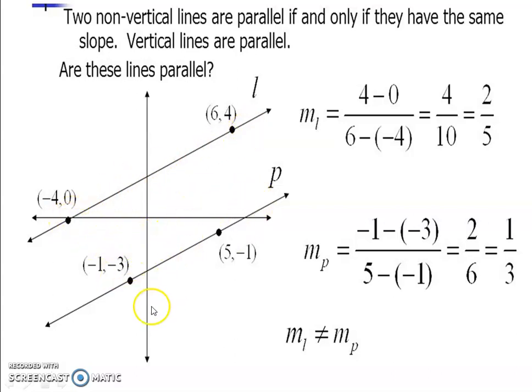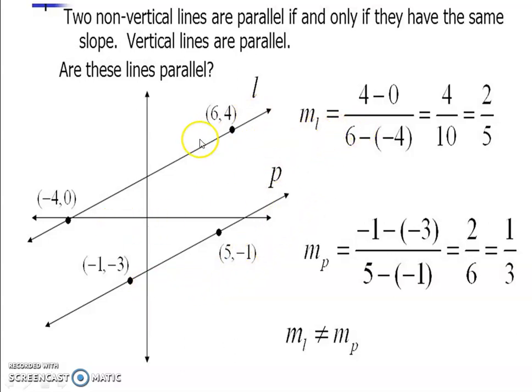Follow the same trick for the second line, P. The point (5, -1) has x1 equal to 5 and y1 equal to -1, so it lies in the fourth quadrant. The other point is (-1, -3), with x2 equal to -1 and y2 equal to -3, so it lies in the third quadrant. In this diagram we have to plot these, and then find m1.